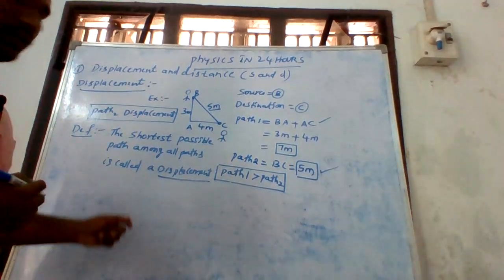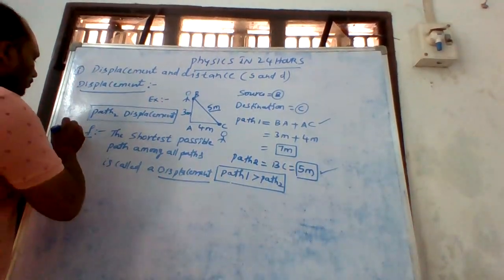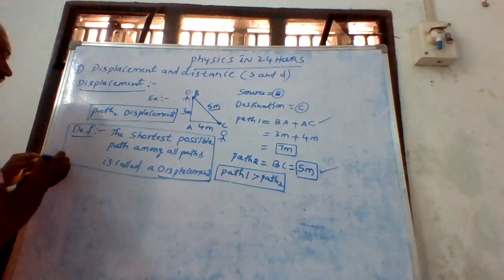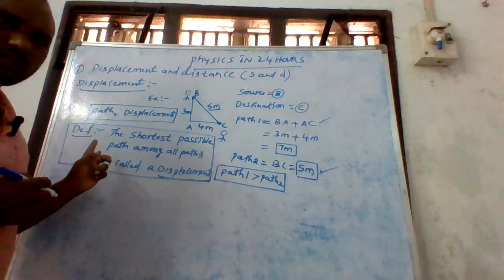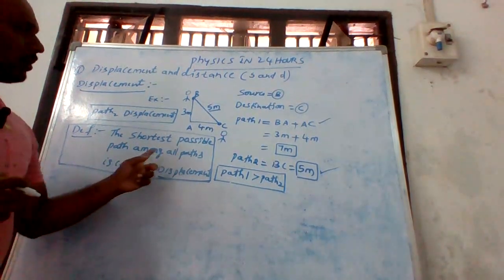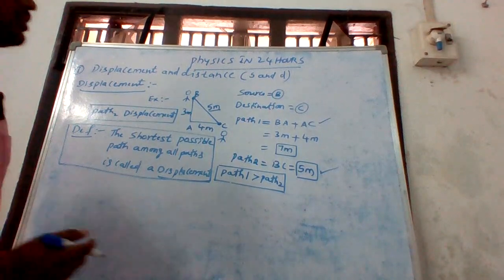So displacement, how do we define it, guys? The shortest possible path among all paths is called displacement.